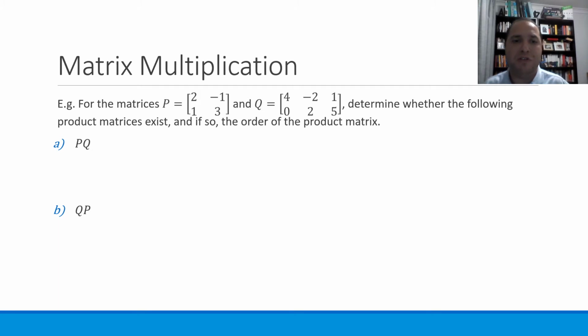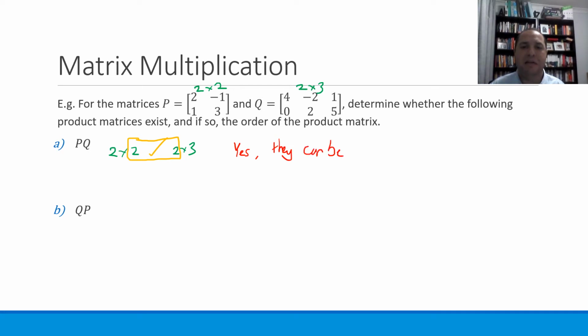So let's use this in some examples. We've got two matrices here, P and Q. We need to determine whether or not the product matrix exists, and if so, what the order of the product matrix, the result matrix, will be if we try to multiply them together. Looking at P, that's got 2 rows and 2 columns, an easy 2 by 2 matrix. Q has 2 rows and 3 columns. So when we're looking at PQ, we've got a 2 by 2 matrix and a 2 by 3 matrix, and looking at those inside numbers, they're the same. So we can say for this one, yes, they can be multiplied. And when they are multiplied, what will the order of the result matrix be? Look at the outside numbers. It'll be a 2 by 3 matrix we get at the end.